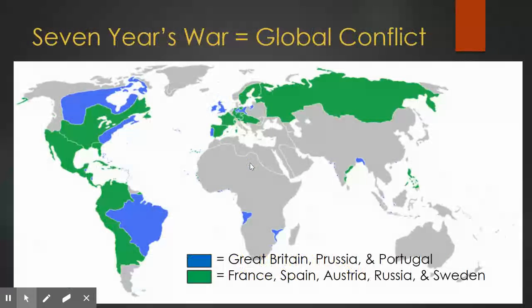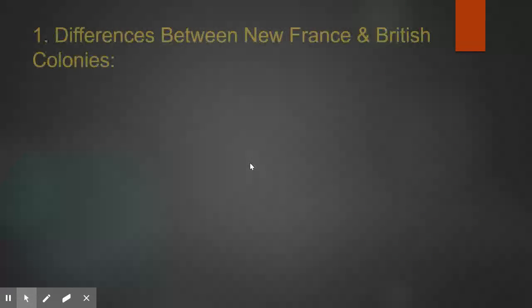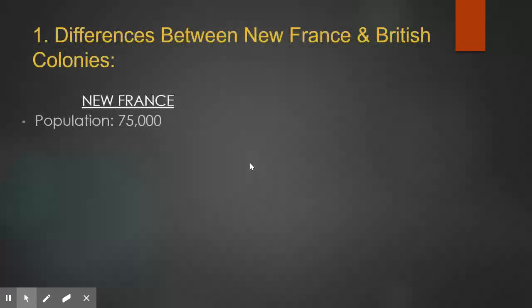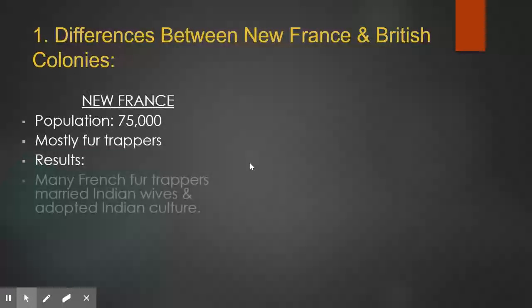So what happened? Let's talk. The first thing to understand is that there are some major differences between the French colonies and the British colonies. As you can see, in New France there's only about 75,000 people. Their economy is based on fur trapping, catching animals and selling the fur to make clothing from that fur.